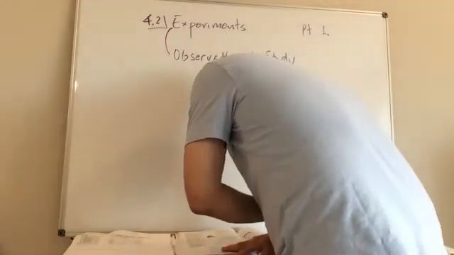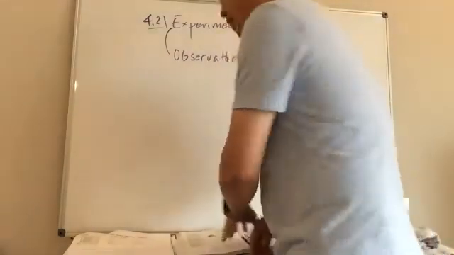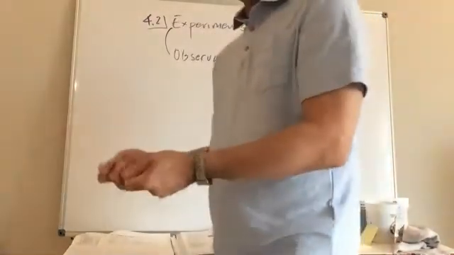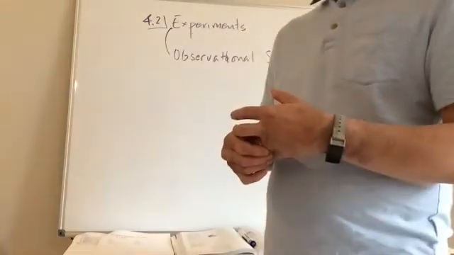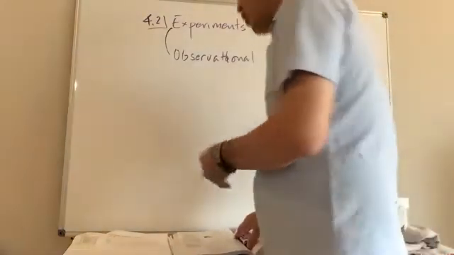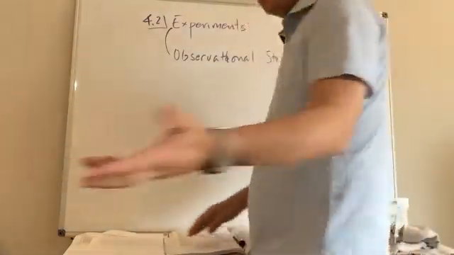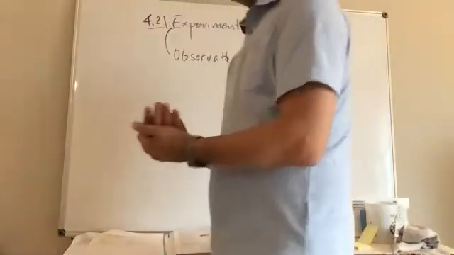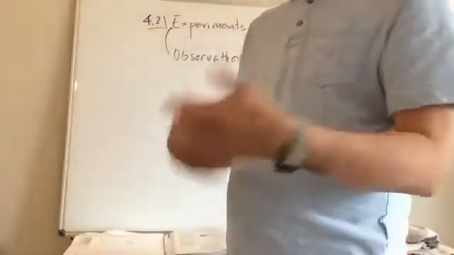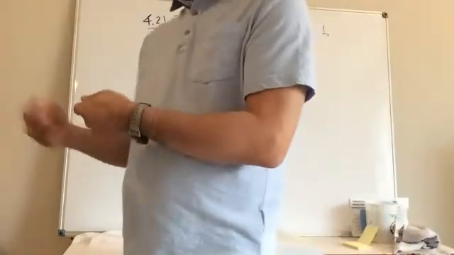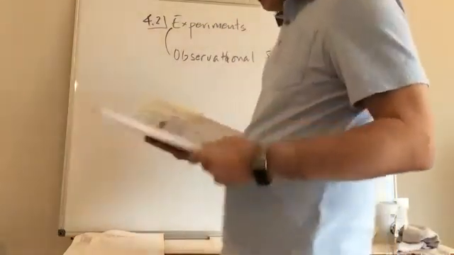Versus an experiment, where you actually do something. Now you're going to give drugs to the person. For example, the studies for the vaccine: you give them the vaccine, see how they work, see what happens to them. That would be an experiment because you're actually doing something to the people you're observing.